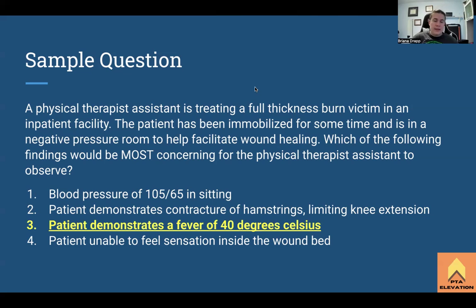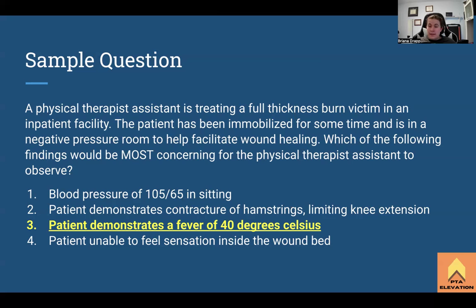Okie dokie, guys. So the answer is patient demonstrates a fever of 40 degrees Celsius. So if you're like, we live in the land of the free, home of the brave, rah rah, eagle screech, USA, USA, why is there a Celsius there? Well, I'm sorry. In the medical world, we use lots of metric land stuff.